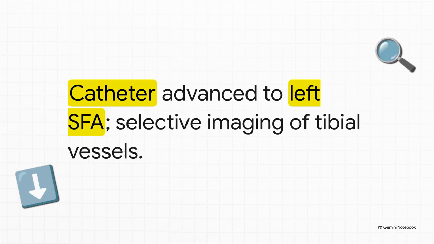Finally, the physician requires an even closer look. So the catheter is advanced further down the leg, selectively moving into the left superficial femoral artery, or SFA. From this distal position, additional selective imaging is obtained to thoroughly evaluate the tibial vessels. And that, right there, is the end of the line for our catheter.